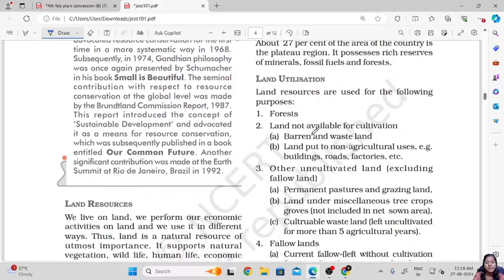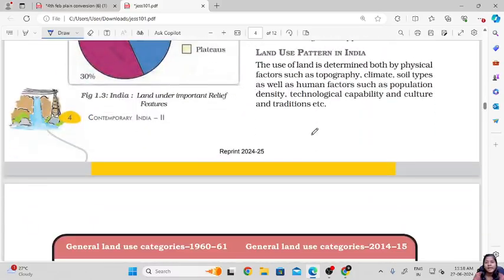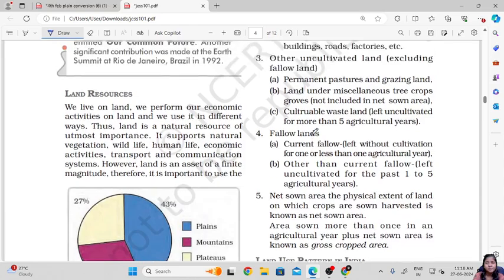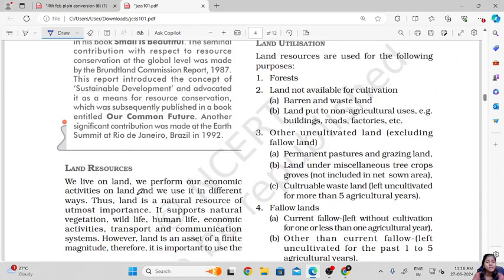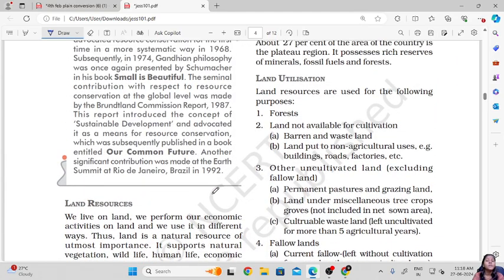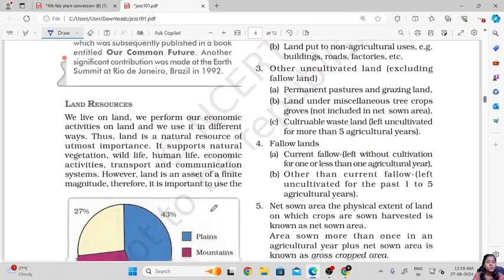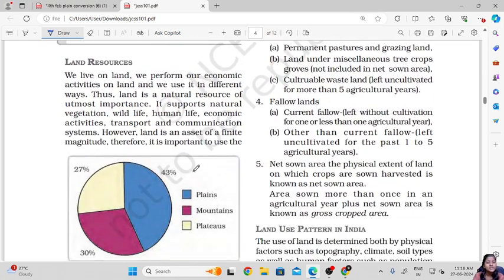So now we'll continue with land use pattern in India. Also we have seen which are the different land resources and how we can utilize the land. Land resource is one which supports the natural vegetation, wildlife, human life, economic activities, transport and communication system. So land is like an asset, no?